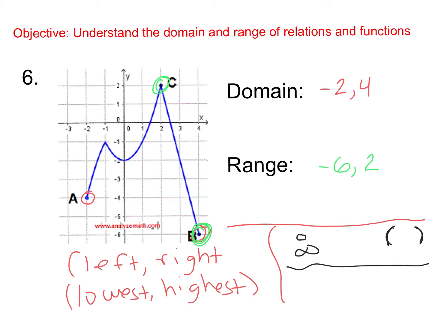However, in this case, we don't have open circles. We have closed circles. So because we have closed circles, we're actually going to use a bracket. A bracket means we can actually equal it. So the domain is all x values between negative 2 and 4, including the negative 2 and 4. The range is all y values from -6 to 2, including the -6 and the 2. If we put parentheses, that would mean we get close to -6, but never actually reach it.